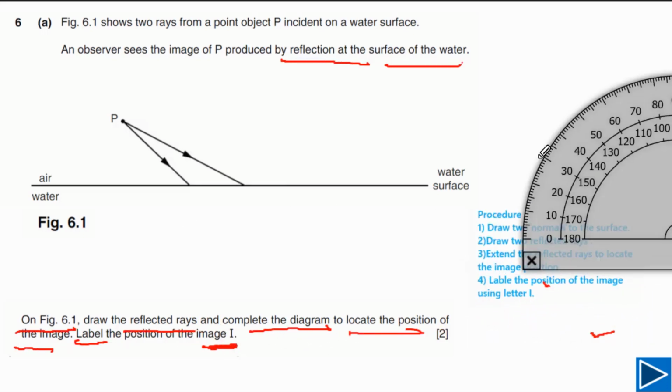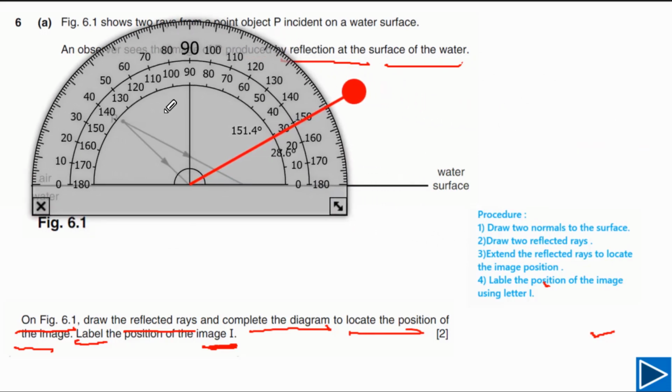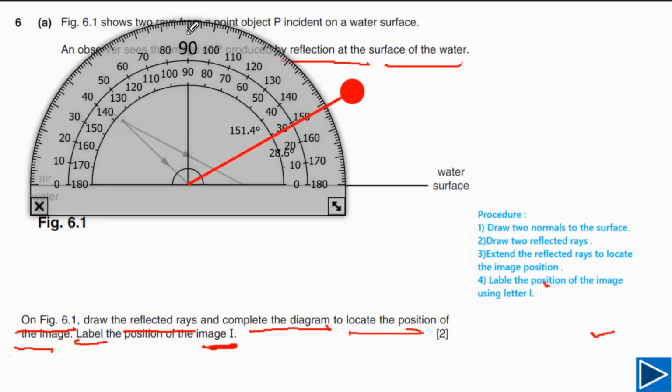First of all, let's draw the normal. The first normal we have to draw at this point. So simply you can draw your normal line like this. So this is our first normal. We can also adjust it, so this is about 90 degrees now.